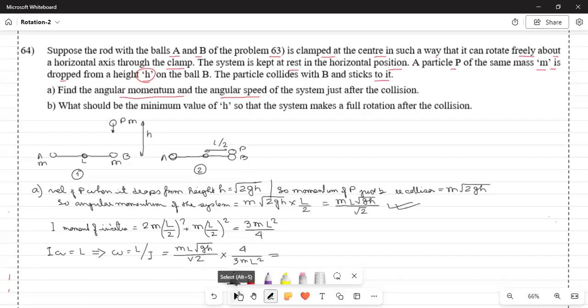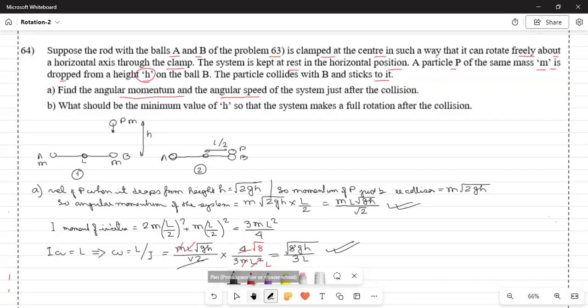This is equal to root... if you cross root 2 and 4, you have got root 8 here. M and M get cancelled, and L gets cancelled with L square, leaves only one L. So we have under root 8gh by 3L. So under root 8gh by L. So this is our second answer.